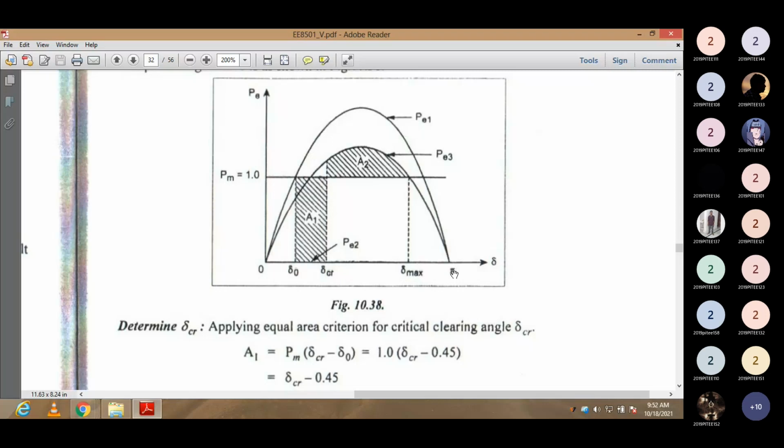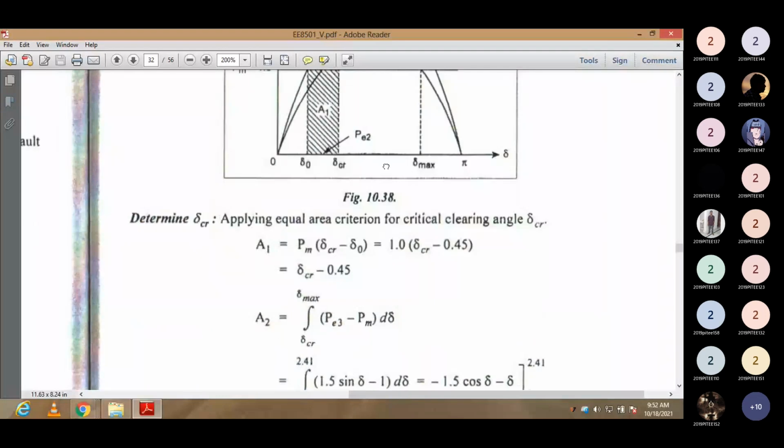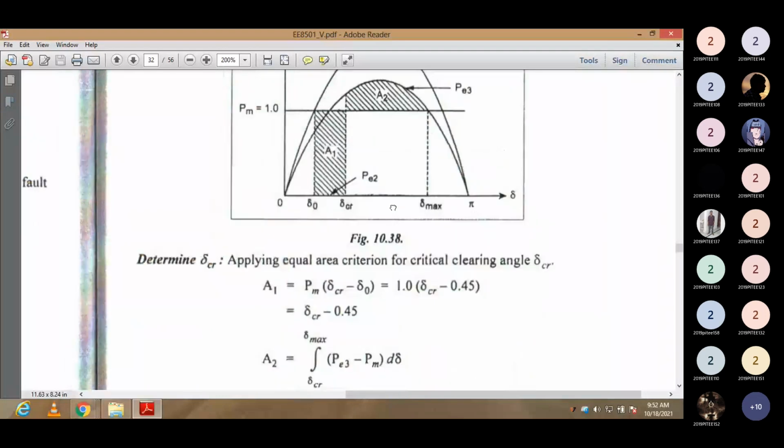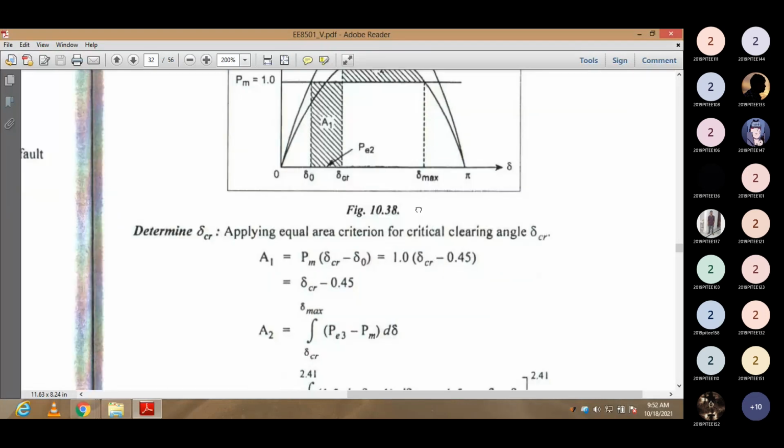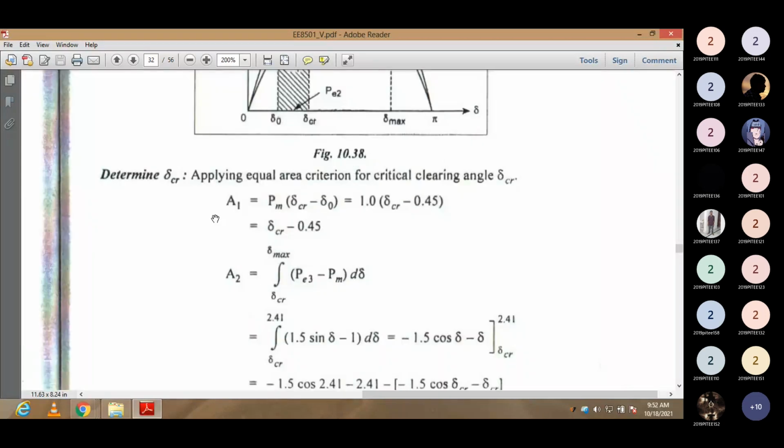So it is your pi. I am considering one cycle. So we have regions, and region-wise we have the limits. The A1 limit is del naught to del CR, and A2 is del CR to del max. We have two regions. Correct? Area A1 is one region, and area A2 is another region. So A1 equals PM into del CR minus del naught. This is applying the limits.